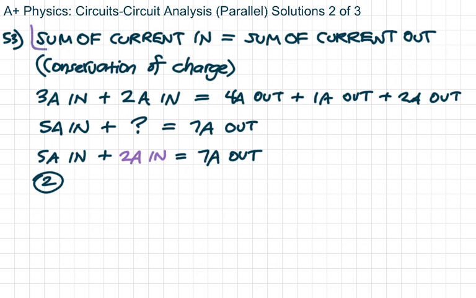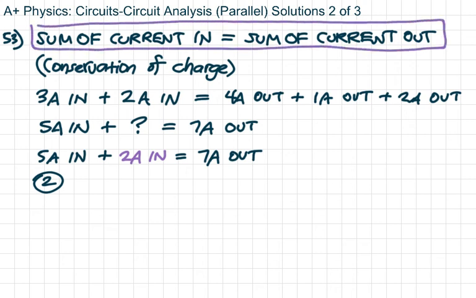Keep this in mind. The junction rule. The sum of the current going in has to be the sum of the current going out. That's kind of a big deal. I'm going to give it a little bit of a red highlight. And for our last question in parallel circuit solutions 2 of 3, we have number 56.